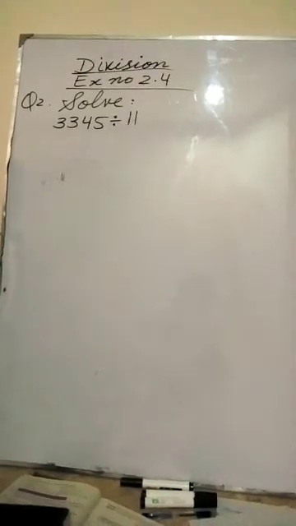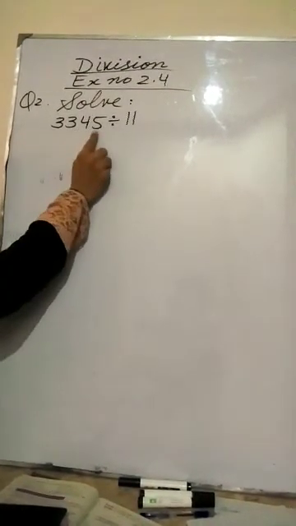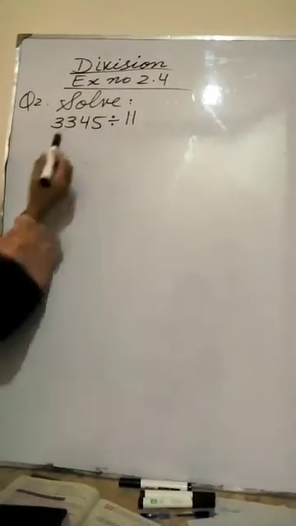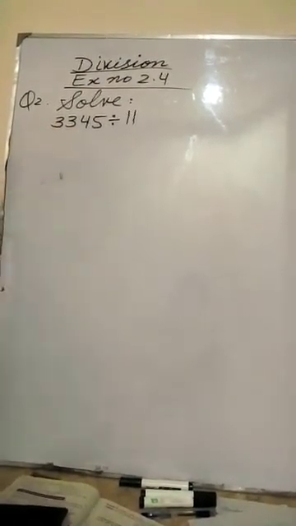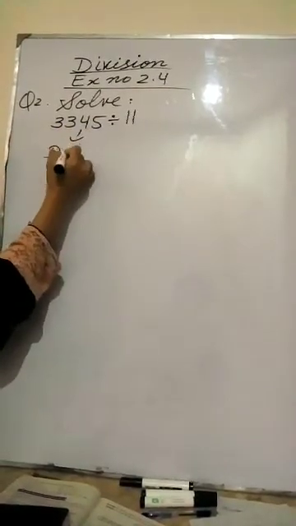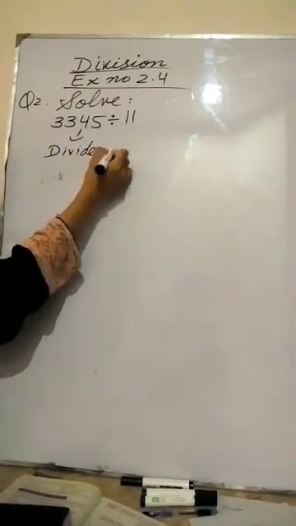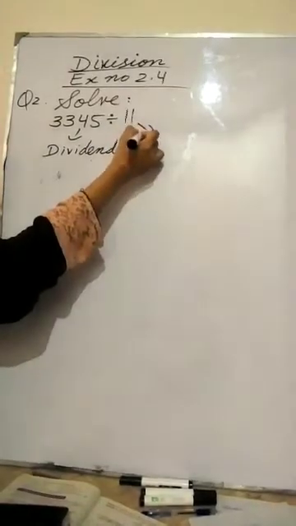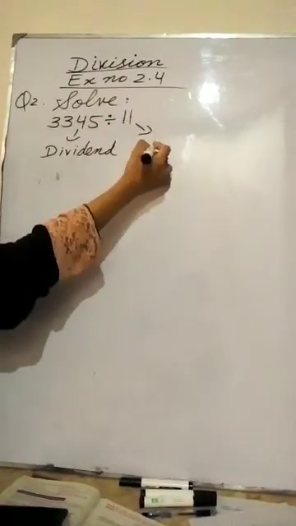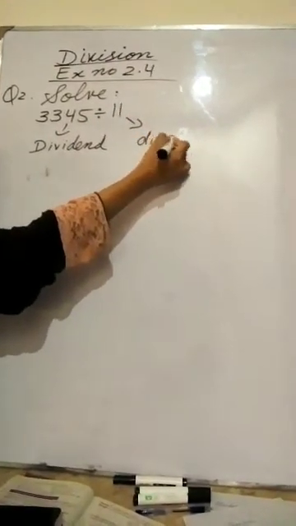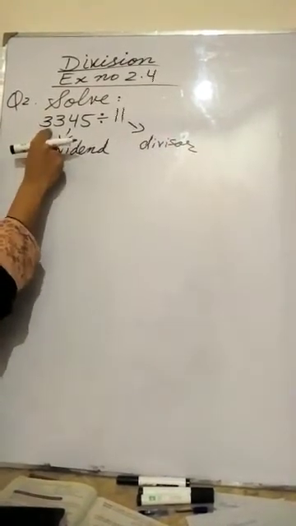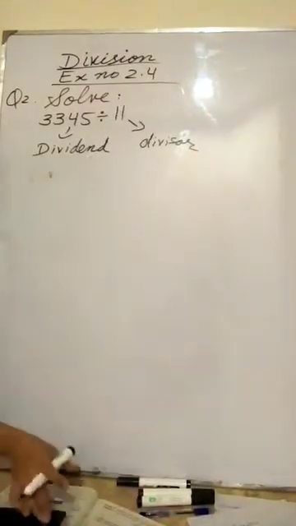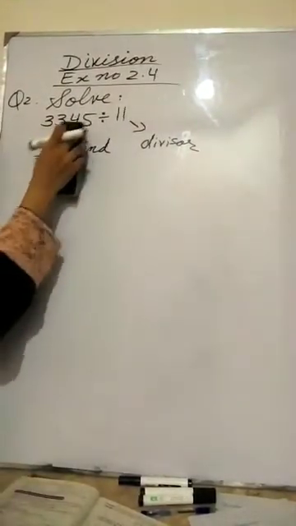Question number 2 solved, and the question is about division. The first and bigger value is called the dividend, and the smaller, second value is called the divisor. The bigger value is called the dividend, we need to divide, and the smaller value is called the divisor.